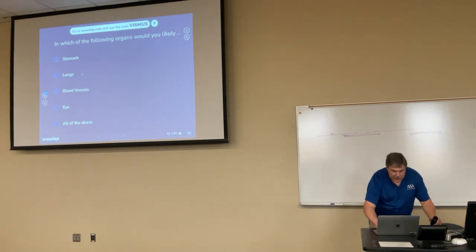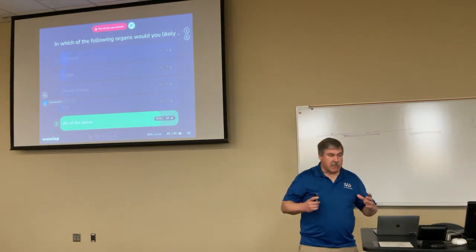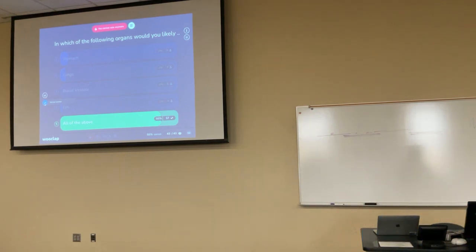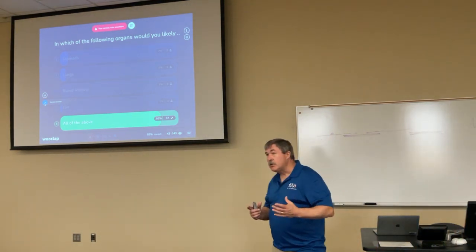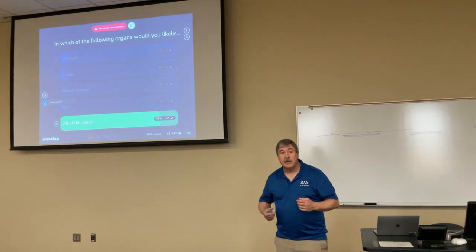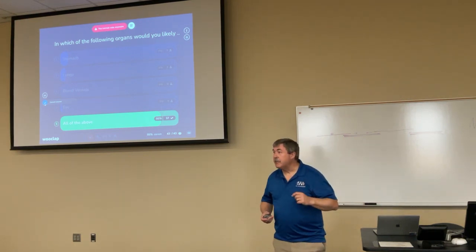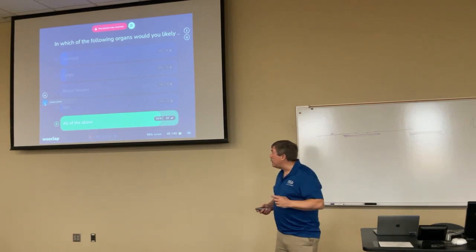Okay, let's take a look at everyone's response. Most of you said all the above, and that's correct, okay? Because remember, we said that smooth muscle is found in the walls of hollow organs. The stomach is one example of that. It's also found in the walls of blood vessels, where it controls the diameter of blood vessels. And it's found in the iris of the eye, as well as the ciliary body. The ciliary body is what allows your eye to focus by changing the shape of the lens.